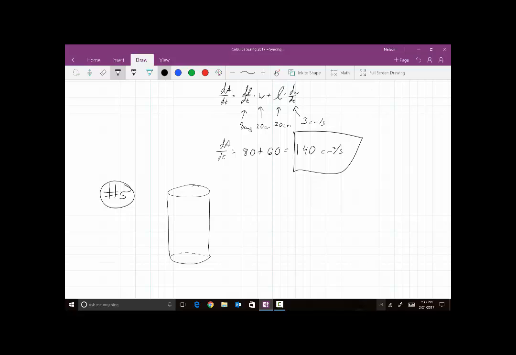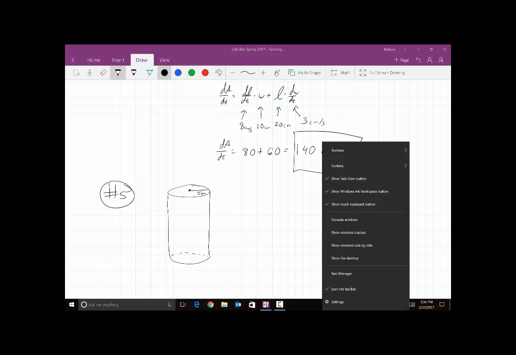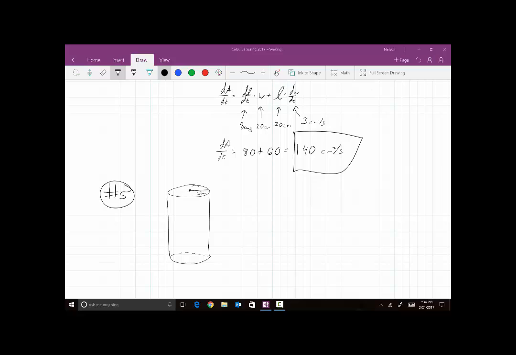Okay, all right, so that's a cylinder. It's a tank. Okay, cool. And it says it's got a radius of 5. So it's got a radius of 5, and it's 5 meters, right? Yeah, 5 meters. And it says it's being filled with water at a rate of 3 cubic meters per minute. So it's being filled with water at a rate of 3 cubic meters per minute.